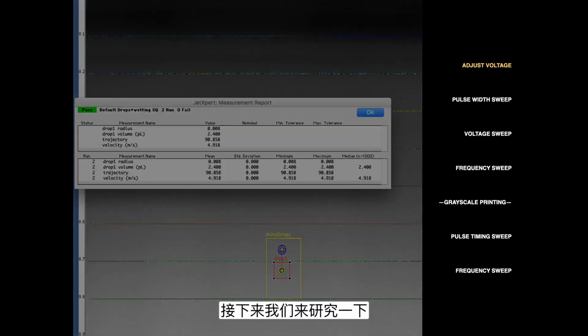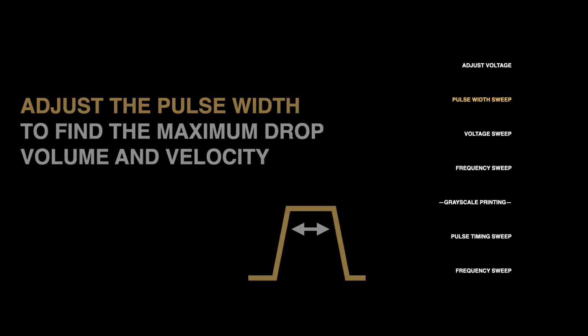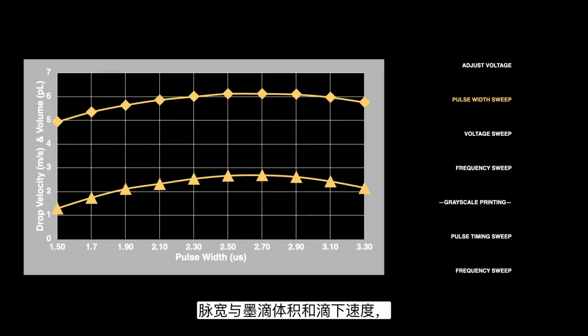The next step is we are going to sweep through different values of the pulse width. So again, the pulse width is how long we are applying a voltage for. And we're going to find which value of that pulse width yields the maximum drop volume and velocity. In general, the pulse width tends to be quadratically related to those velocity and volumes. So there is going to be an optimum pulse width that we can find based on this test.